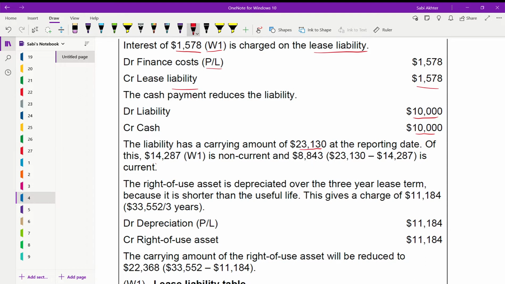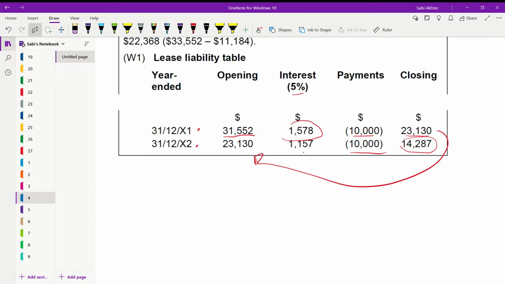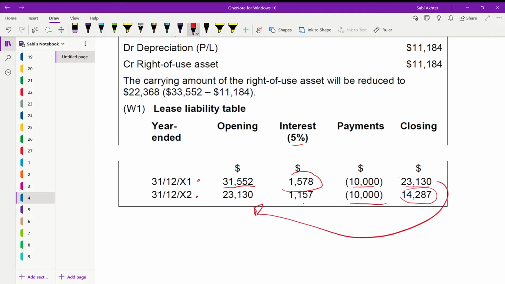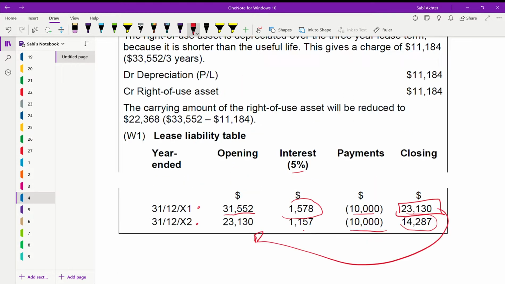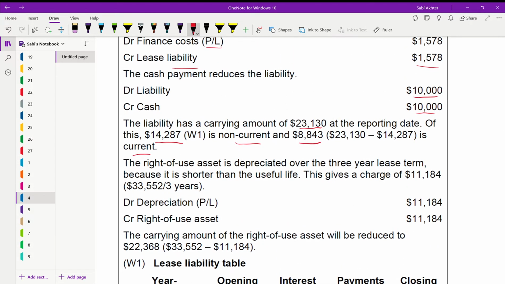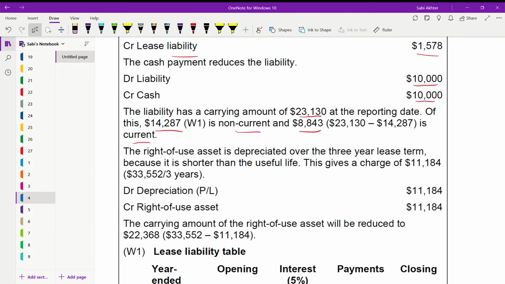Of this, one is non-current and this one is a current liability. Again, working one. So let us go to working one. We see the carrying amount. What is the carrying amount? It is this 23,130. So out of this, what is current and what is non-current?